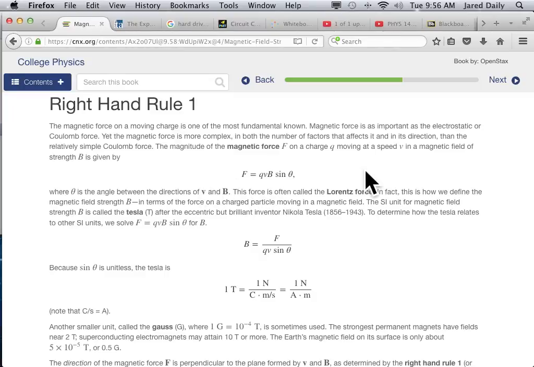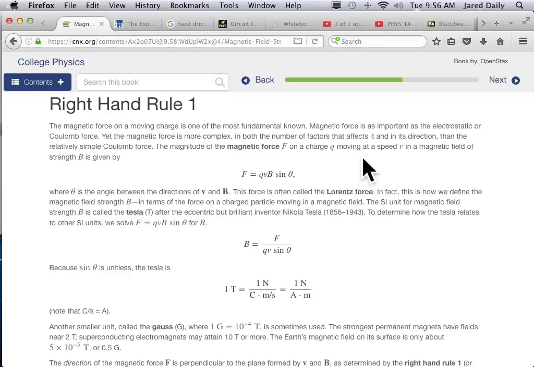turns out. And it also turns out that if the velocity is 0, according to this equation, what is the force the magnetic field puts on the charge? If the velocity is 0. If V is 0, what happens to this equation? It becomes 0, and then the force is 0.